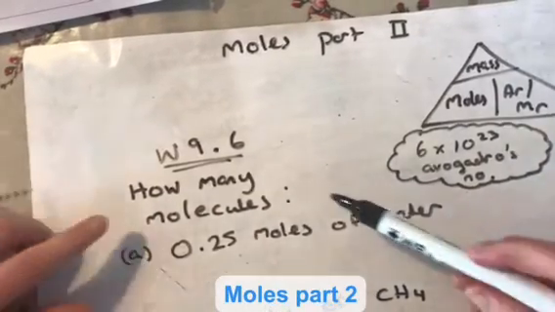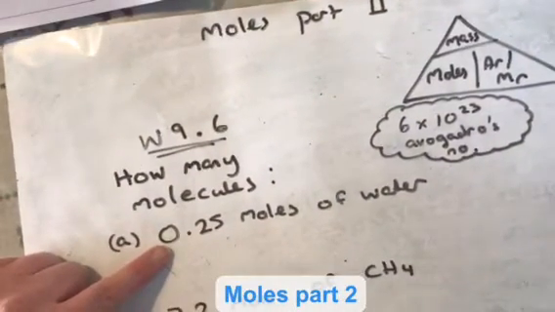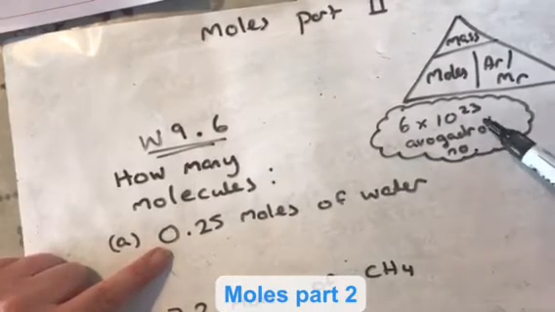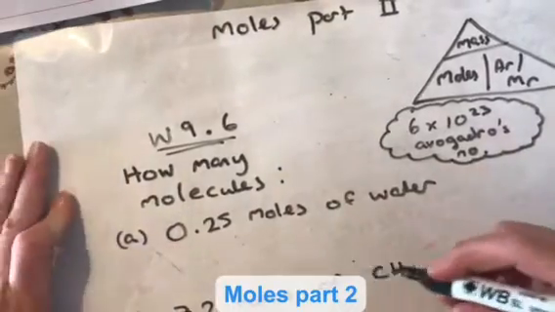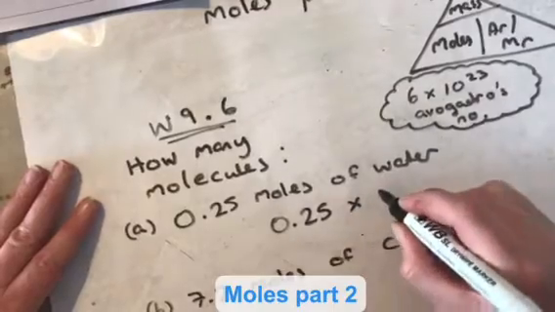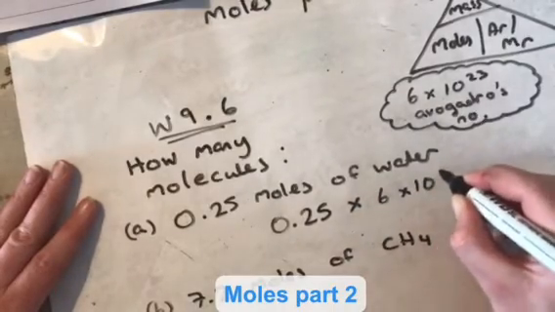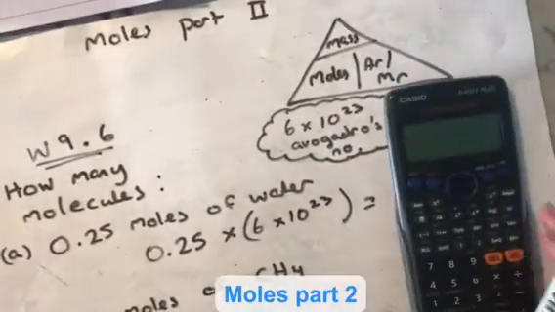First of all, how many molecules are there in 0.25 moles of water? Now to work out the number of molecules, all you have to do is multiply your Avogadro number by your mole number. Moles by Avogadro number will give you a number of molecules, so it's done really easily. So 0.25 by 6 by 10 to the power 23. Let's put that into our calculators and work that out.